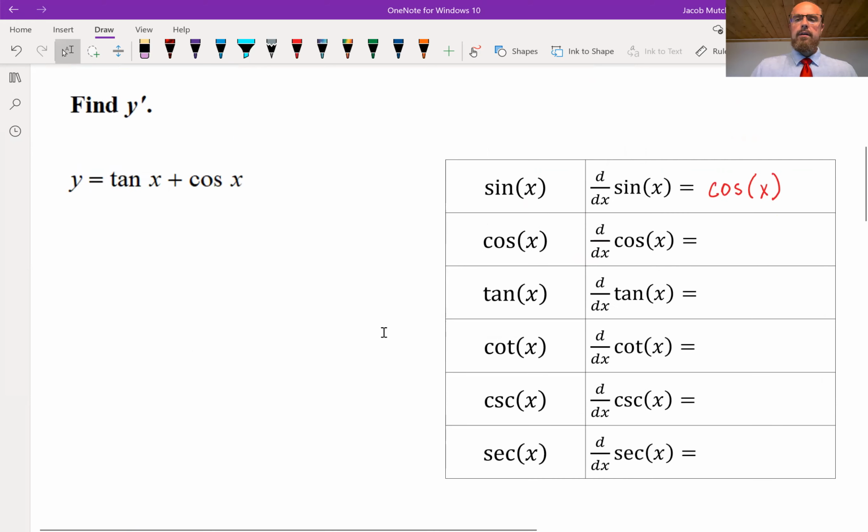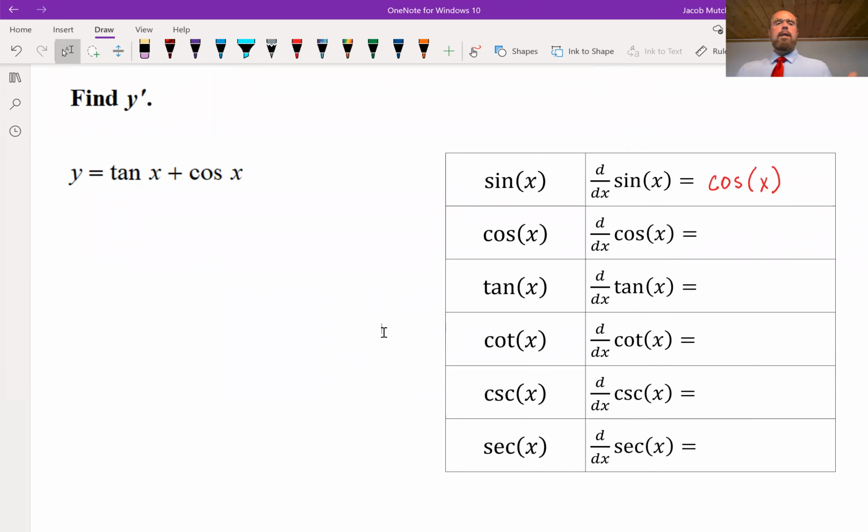Let's see a more complicated function, now when we have 2 trigonometric functions. So here we have y equals tangent of x plus cosine of x. And again, I want to find the derivative of y. So what I'm looking for now are derivatives for 2 others, for tangent of x and cosine of x.